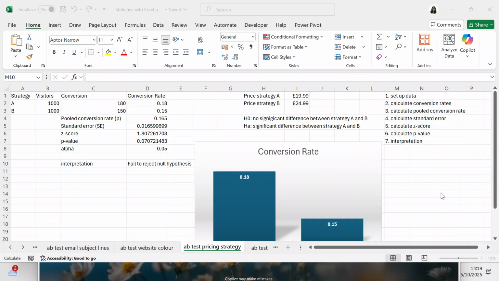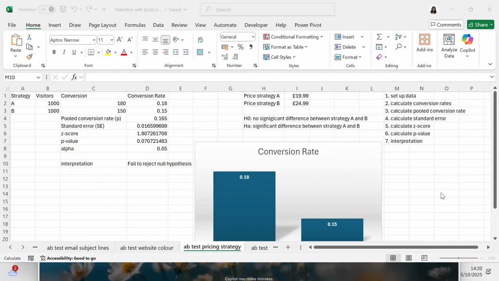So we're going to carry out an A/B test on a pricing strategy. Pricing strategy A is you're going to sell a product for £19.99, and pricing strategy B is you're going to sell a product for $24.99. So your null hypothesis is there's no significant difference between strategy A and strategy B. And your alternate hypothesis, which can be depicted as either H1 or HA, is there is a significant difference between strategy A and strategy B. So we're going to set up our data.